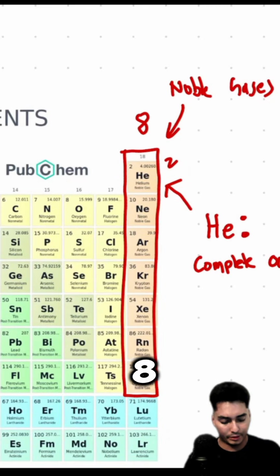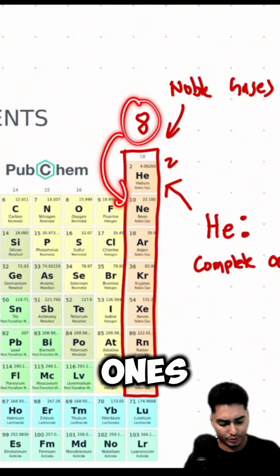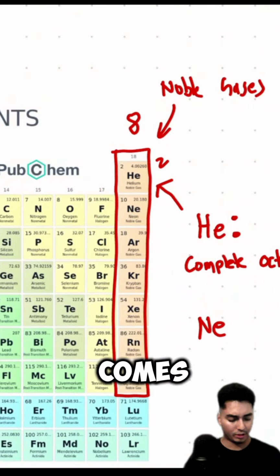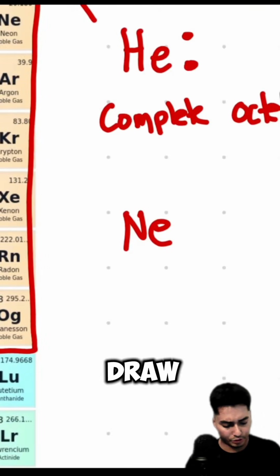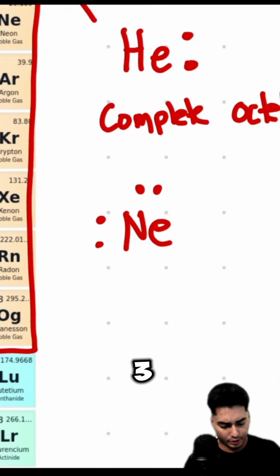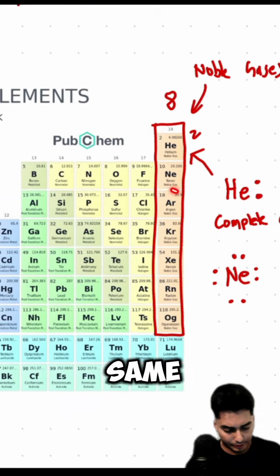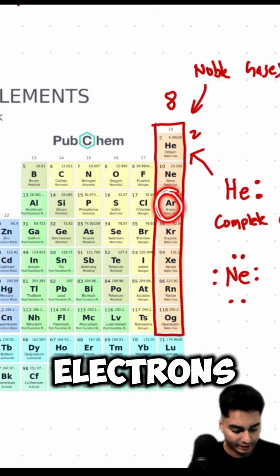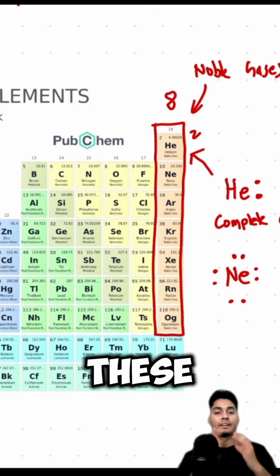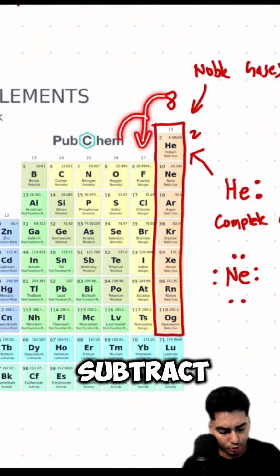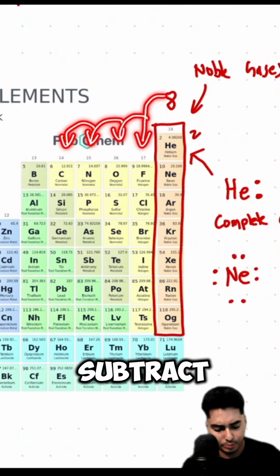I'm going to put an 8 up on top to indicate that all of the rest of these are going to have 8. For example, neon has a complete octet. Octet comes from the word 8. And so we're going to draw 8 valence electrons: 1, 2, 3, 4, 5, 6, 7, 8. So we're going to draw 8 dots. What about argon? Argon lives in the same group, so that's 8 electrons for argon, same for krypton and xenon. These are the noble gases, okay? And then we're going to go left and subtract 1, every single time.